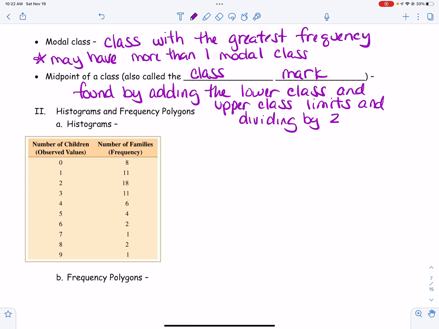All right, this is the second part of 12.2, and we're going to start with a few definitions. One is what we call the modal class. Remember a class 0 to 4, 5 to 9, those things that we looked at, the modal class is going to be the one that occurs the most. Just like when we get to measures of central tendencies, we'll talk about the mode being the one that occurs the most. We can also find a midpoint of a class, which is called the class mark, and that's by taking the upper and lower class limits, adding them together, and then dividing by 2, which means that we're averaging them.